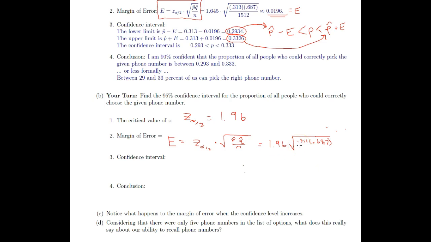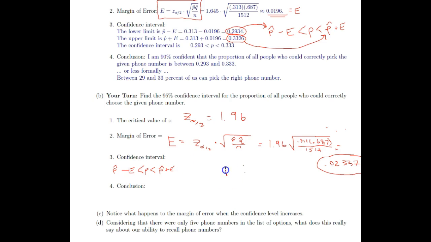And so it's 0.313 times our q hat of 0.687, all divided by our n, which was 1,512. And then we calculate that up and see what we get. And I got something like 0.02337. Cool. All right, so now we can plug this error into our general form of a confidence interval, and we know P is going to be between P hat plus the error and P hat minus the error.